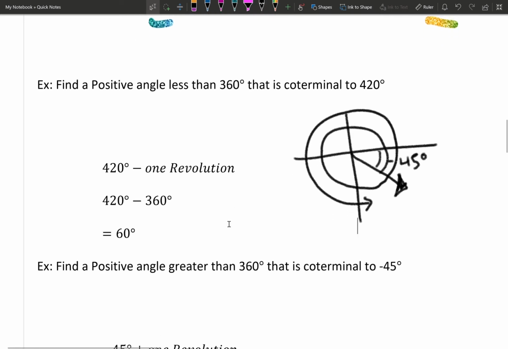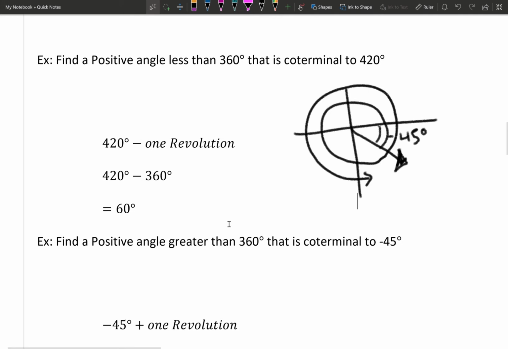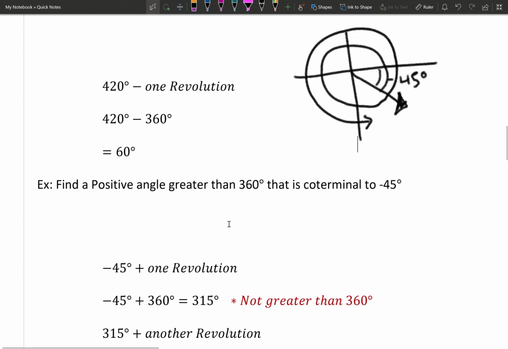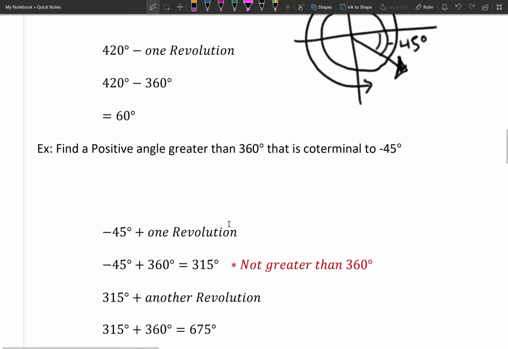So let's start adding revolutions to minus 45. Here's the first one. I add 360 degrees and I end up getting 315 degrees. But here's the problem. 315 degrees is not greater than 360 degrees. So guess what we do? We just add another revolution. If we add another revolution, that's the same thing as saying we add another 360 degrees. And thus, we finally get to our final answer, which is 675.